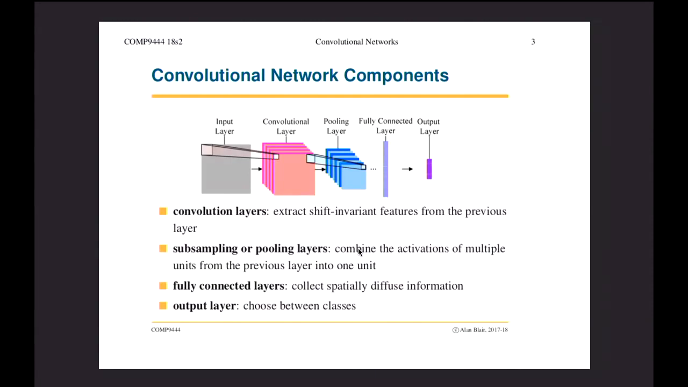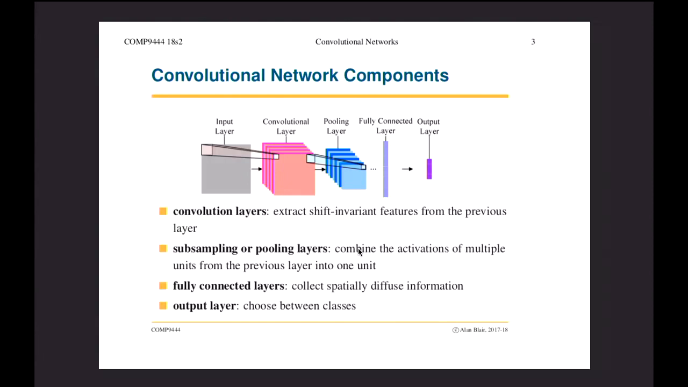So there's some neuroanatomical inspiration for this. Let's look at this in slightly more detail. As I said, there are 4 different components that go into this. There are the convolution layers, which extract shift invariant features either from the input or from the previous layer. We have subsampling or pooling layers, which combine activations from multiple units into one unit, so you get a smaller layer effectively.